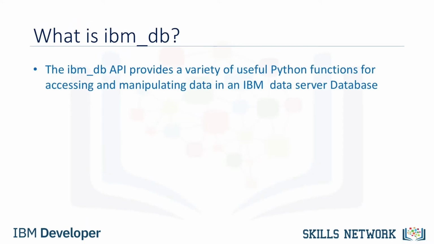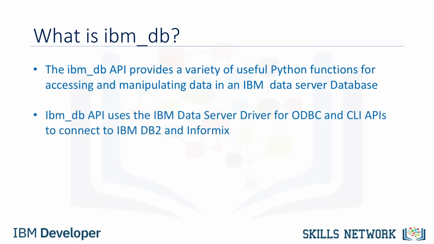The IBM DB API provides a variety of useful Python functions for accessing and manipulating data in an IBM data server database, including functions for connecting to a database, preparing and issuing SQL statements, fetching rows from result sets, calling stored procedures, committing and rolling back transactions, handling errors, and retrieving metadata.